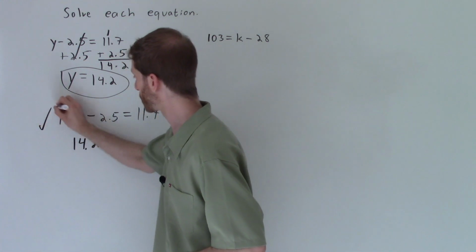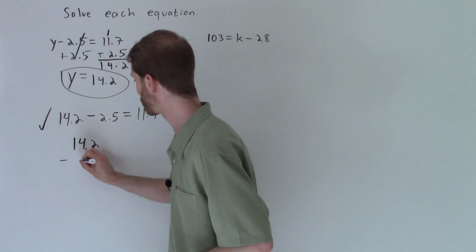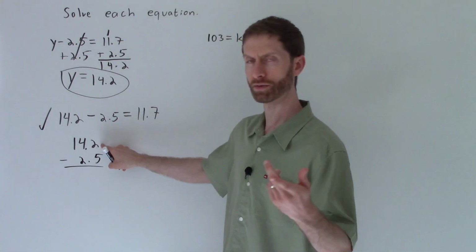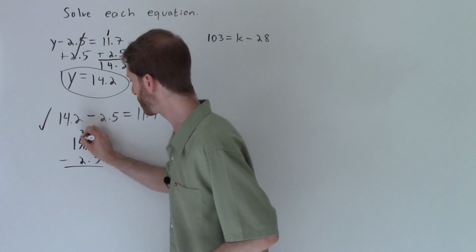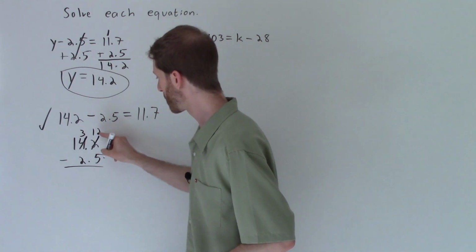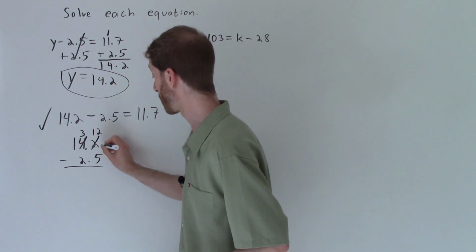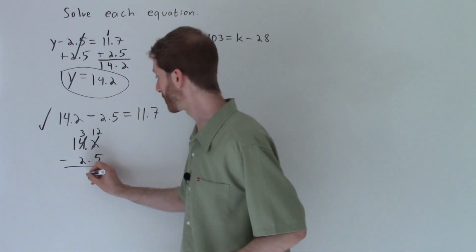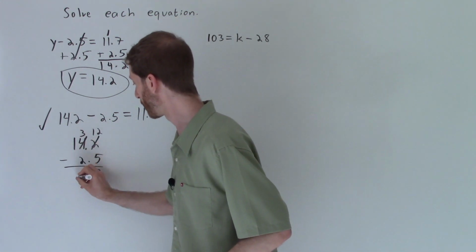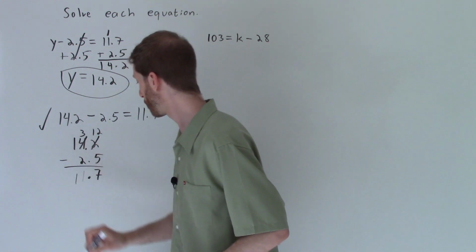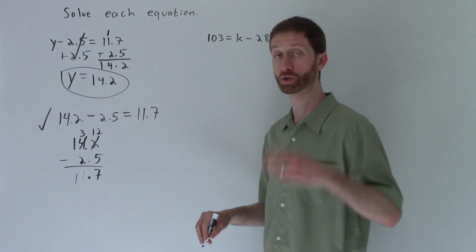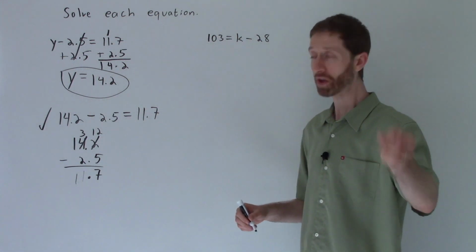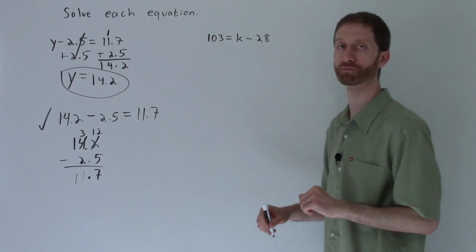And remember, this whole thing is a check. 14.2 minus 2.5. Well, I don't have enough tenths here, so I'm going to borrow from the 4. That gives me 3. And now I have 12 tenths. Minus 5 is 7. And then 3 minus 2 is 1. And 1 minus 0 is 1. And we get 11.7, which proves that our answer is indeed 14.2. Not bad.